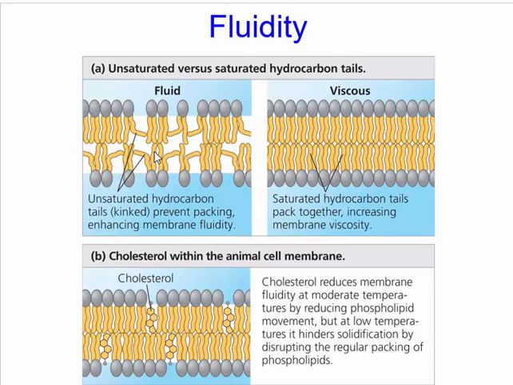It's just like vegetable oil, with those unsaturated fats, being more fluid than animal fats, like butter, which is solid at room temperature. So it's similar with the tails on phospholipids too. Here we see very saturated tails on phospholipids. So this membrane is going to be much more viscous, less fluid, than this one over here.